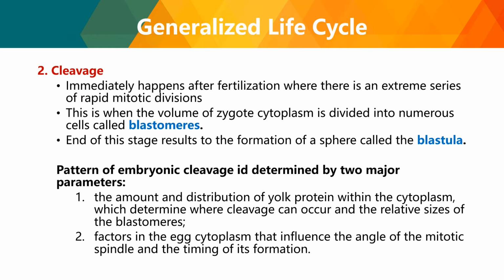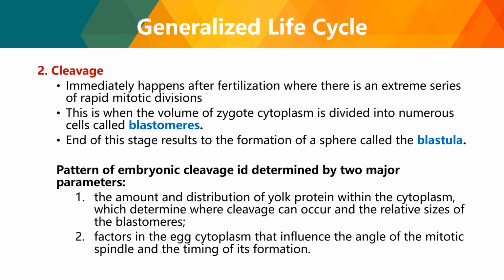The next important process in the life cycle is the cleavage phase. It happens immediately after fertilization, where there is an extreme series of rapid mitotic divisions. This is when the volume of the zygote cytoplasm is divided into numerous cells called blastomeres. At the end of the cleavage stage, it results in the formation of a sphere called a blastula. So, coming from the zygote, it eventually becomes a blastula at the end of the cleavage phase.